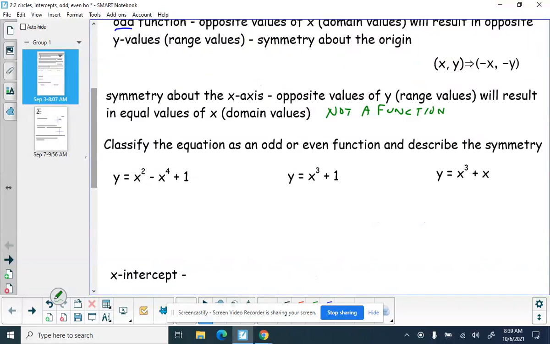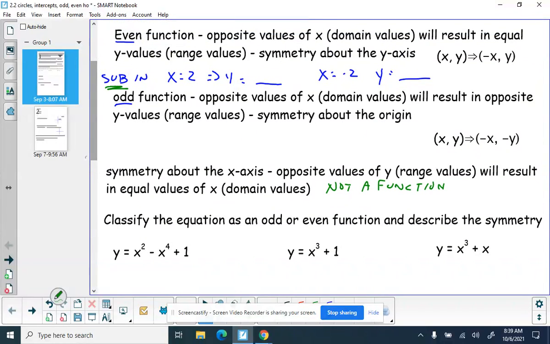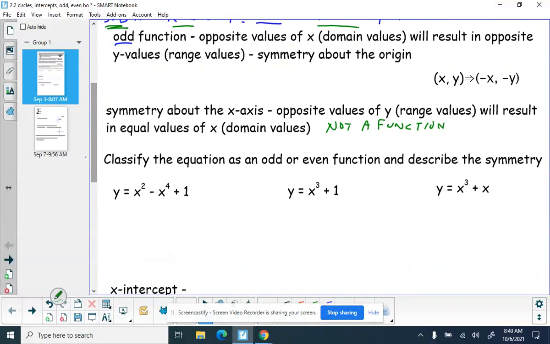We have 3 problems here. I want you to classify as odd or even, and then describe the symmetry. And once again, the test, what you need to do in regards to a test. You're going to get 2 different y values. Sub in x equals 2. Sub in x equals negative 2. What do you get for the y value? Sub in x equals 2, sub in x equals negative 2. What do you get for y? And then classify, what do we have?